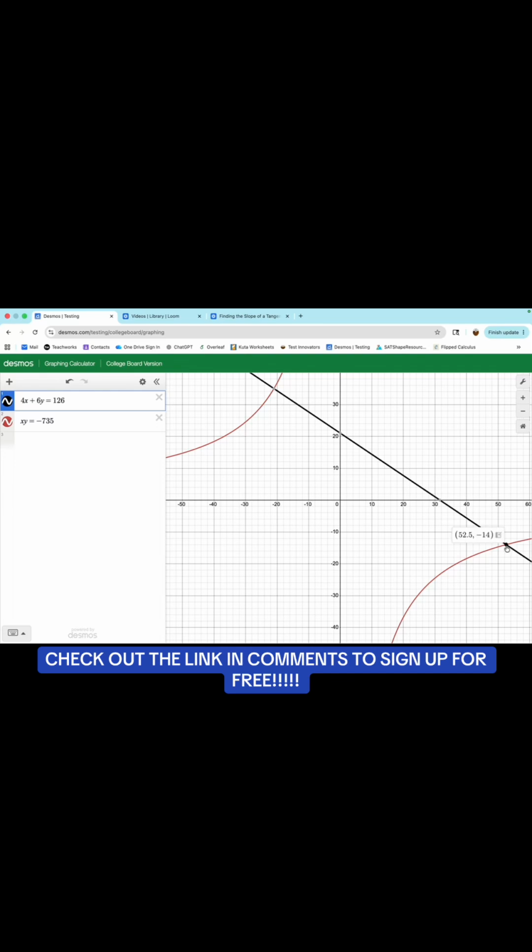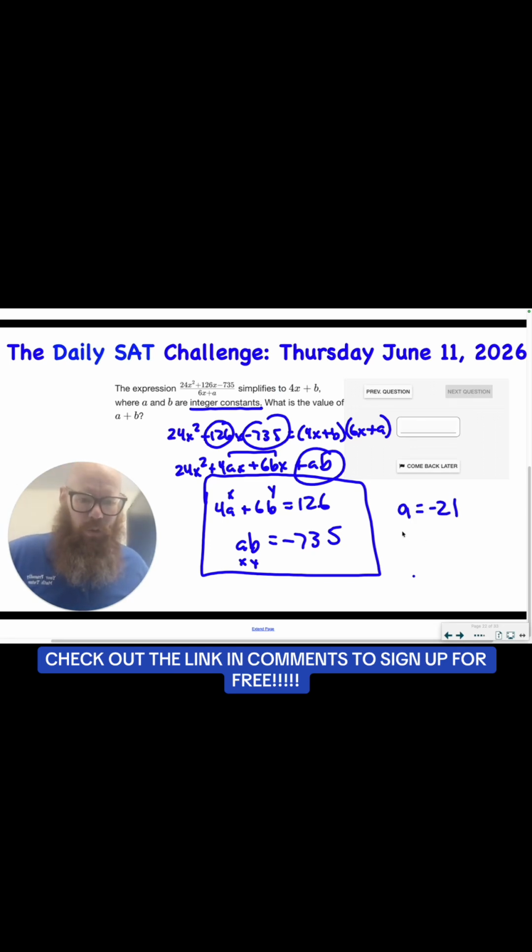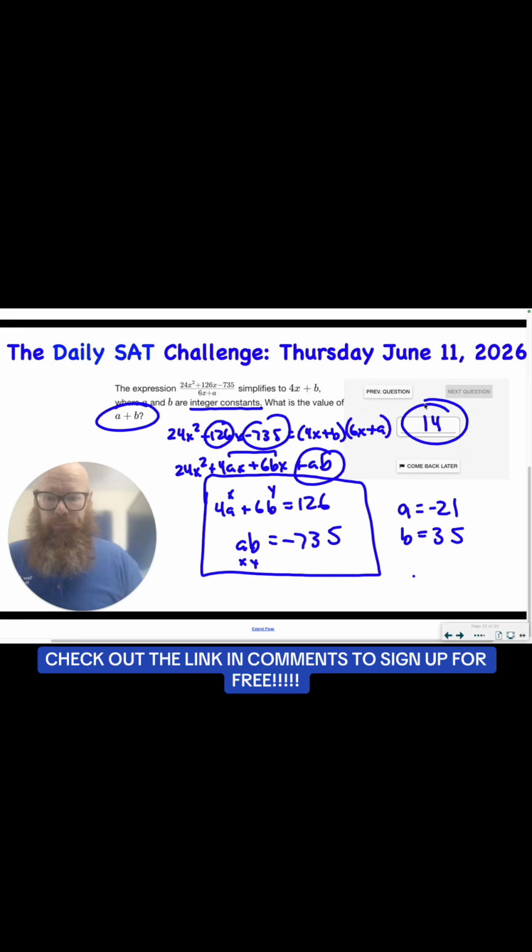Notice this answer is the one with the decimal. I think this is what Desmos will give you if you use regression. But the other answer is the answer we want because we want them to be integers, and negative 21 and 35 are integers. So since negative 21 and 35 are the answers, that would mean that A is negative 21 and B is 35. And then if I add those together, I get positive 14, which is the answer to the problem.